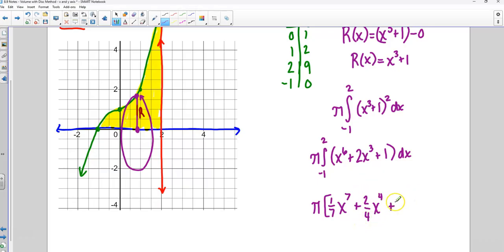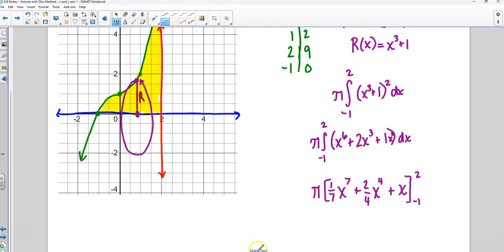And then what about that last one where I've got the plus 1? That is just x, because it's like it's got an x to the 0 here. There's not any 0, so you increase that exponent by 1. There. Like that, so it's -1 to 2.